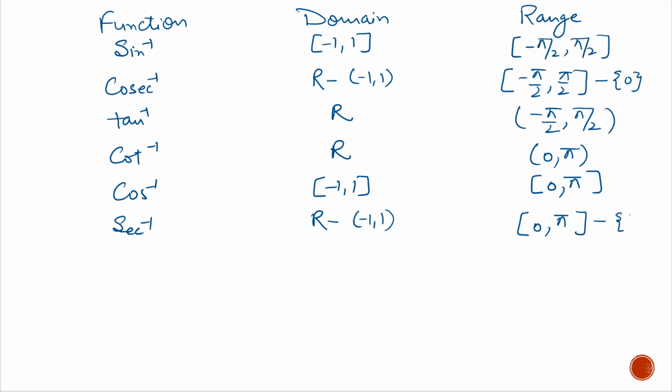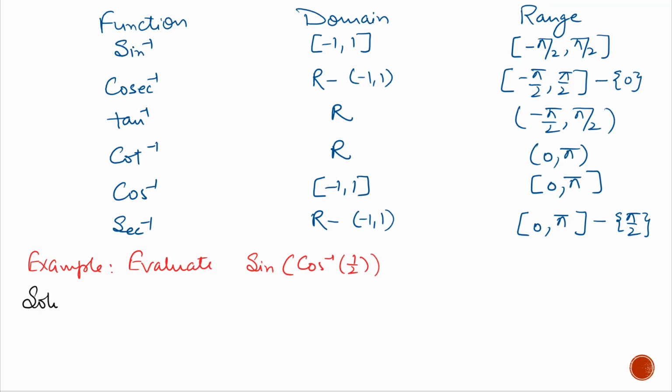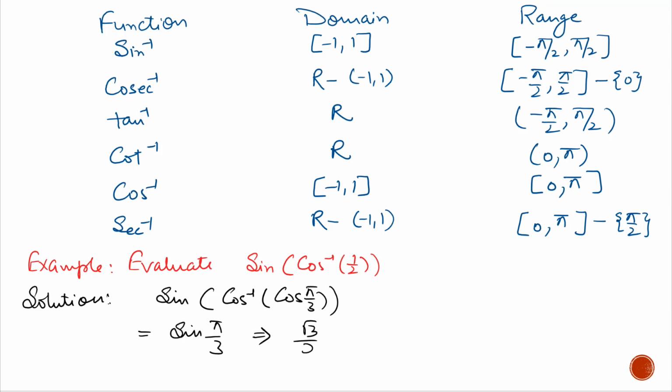We'll start with some basic questions. Evaluate sine cos inverse 1 by 2. The value: cos is 1 by 2 at pi by 3. Or we can write it this way also: sine cos inverse cos pi by 3, which is equal to sine pi by 3. And the answer is root 3 by 2.